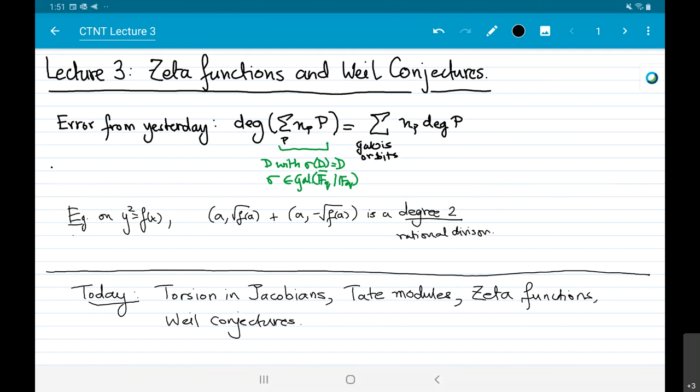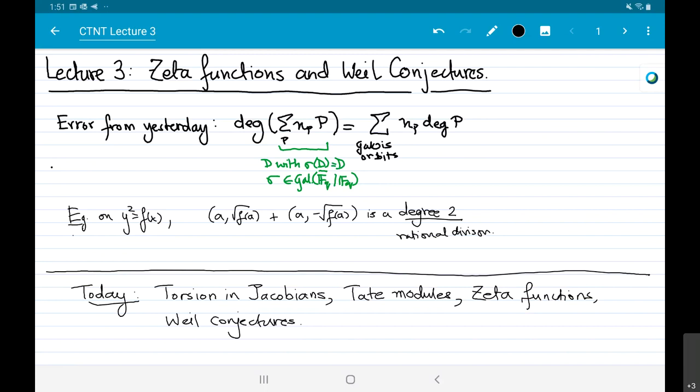So I'm going to start off by pointing out an error that I made yesterday. When we were talking about the degree of a divisor, I was looking through my notes, and when I was talking about hyperelliptic curves, I looked at this divisor, where you take an F_q-rational value of x and look at the square root, and I then called it a degree four divisor. And I was like, that just seems wrong. Morally, that's not the right thing for it to be.